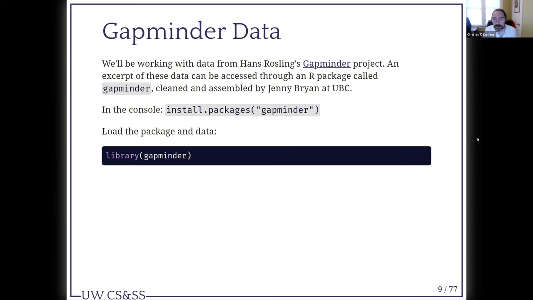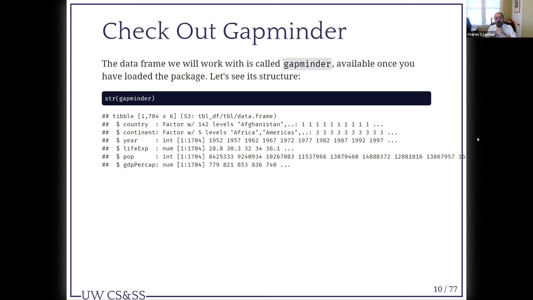Okay. Anyway, if we check out these Gapminder data, the data frame we're going to work with here for visualization is this data frame gapminder. If you've done library(gapminder), you will have an object you can access called gapminder. I can say str, for structure, to look at the structure of the gapminder data. It's a tibble. A tibble is an adorable name for a very specific type of data frame used by the tidyverse. It is a tibble with 1,704 rows and 6 columns.